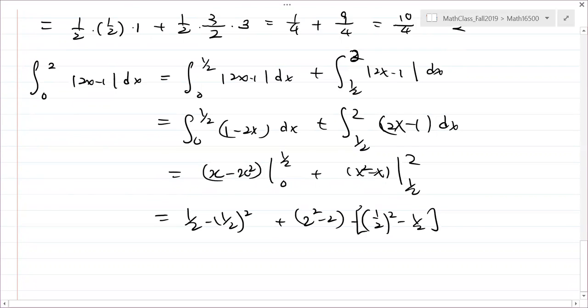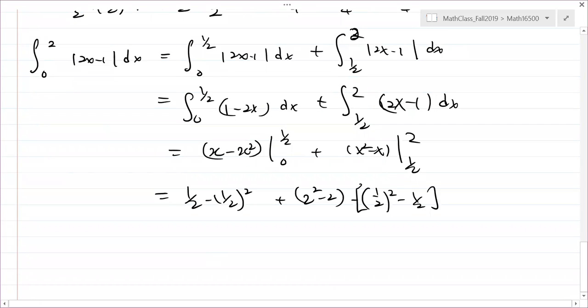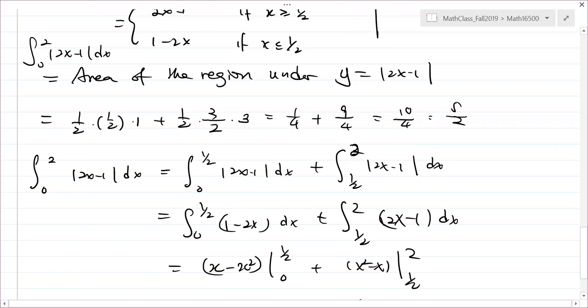So after you simplify it, you will get 1/2 plus 2. Did we get 5/2? Yes, 5/2. Great.